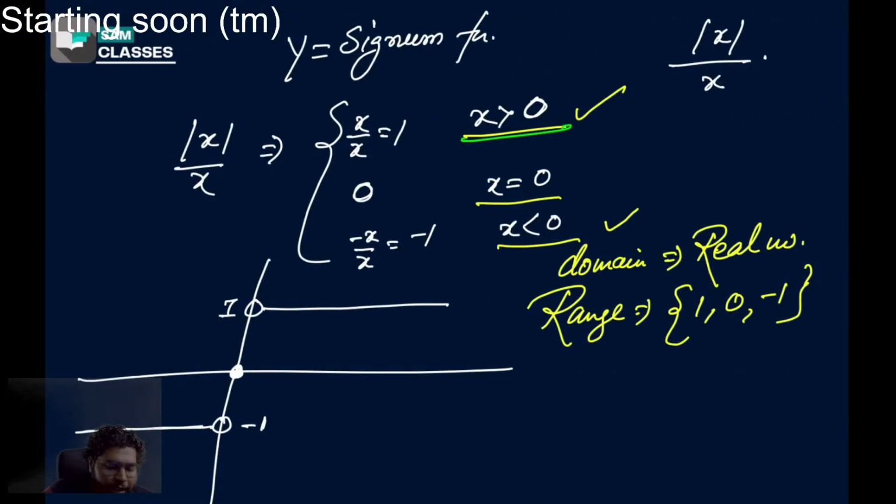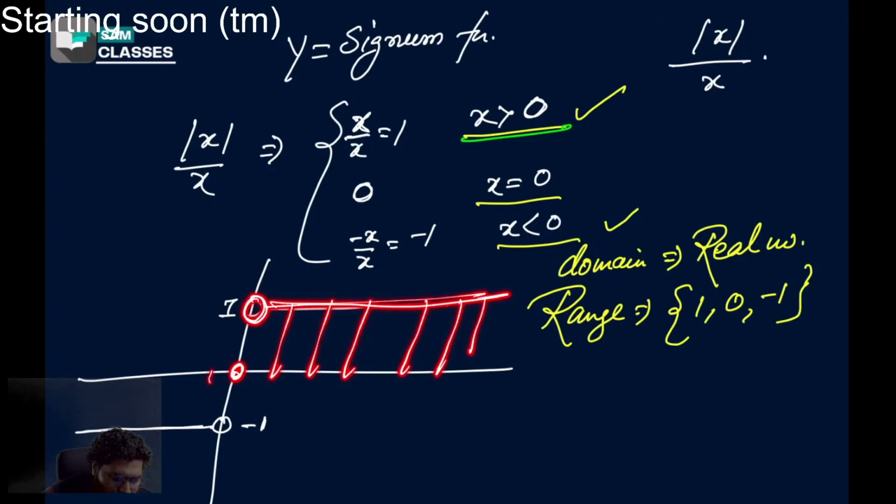You should know and remember this definition. For x greater than 0 it is x by x, so what you will get is 1. For x equal to 0 we get 0, and for x less than 0 it is minus x by x, because mod will open as minus x, so we get -1. So 3 points we just get. One is 0, this will be open, and then like this. For every positive value of x it will be 1. For every negative value it will be -1.